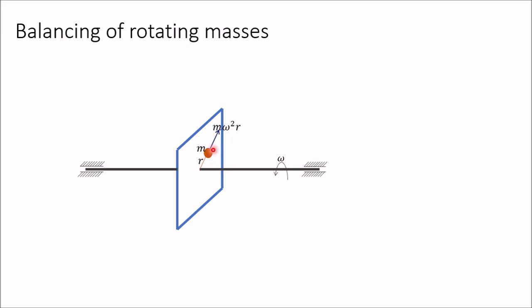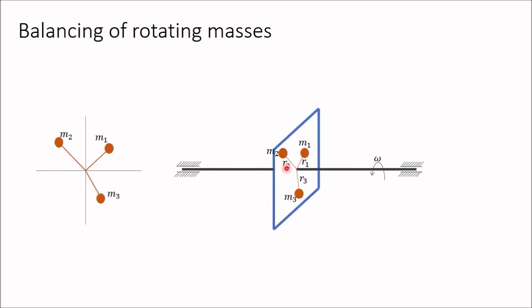This is the plane in which disc is rotating, and this is the centrifugal force acting on this rotating mass. We will attach another mass in such a way so there will be another centrifugal force acting in the opposite direction. If these two forces are equal and opposite, then the total force acting on this shaft will be balanced. So we need m omega square r is equal to b omega square b. So omega square is common for both, so m r should be equal to b b.